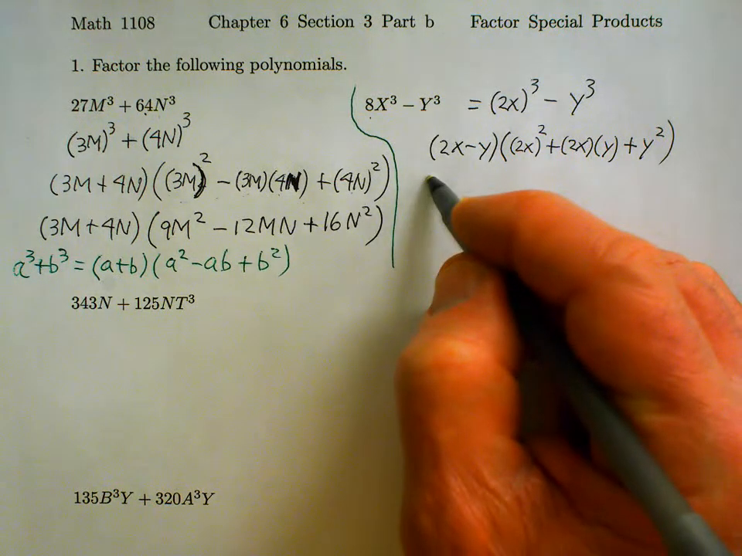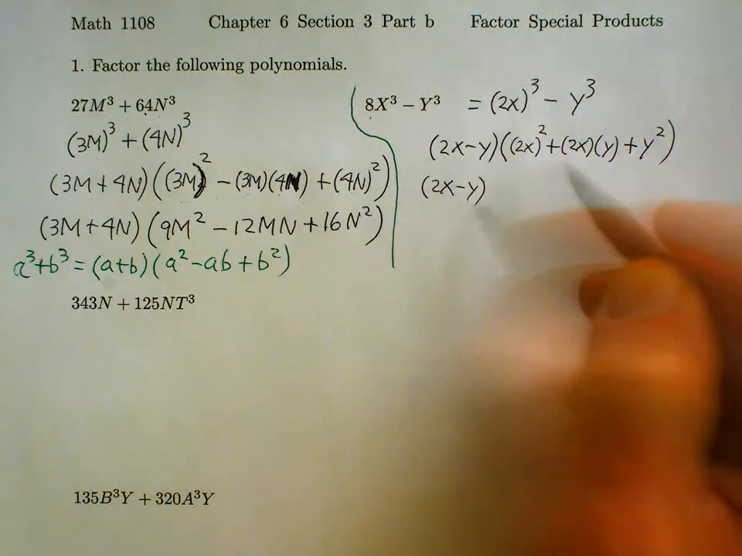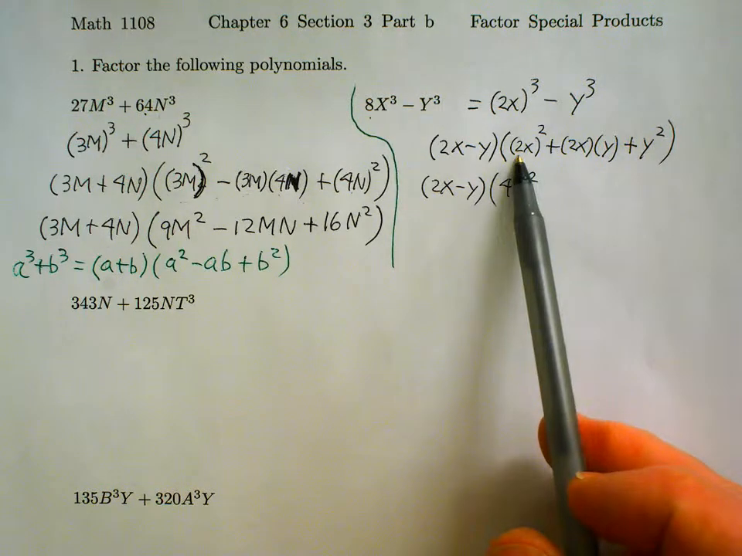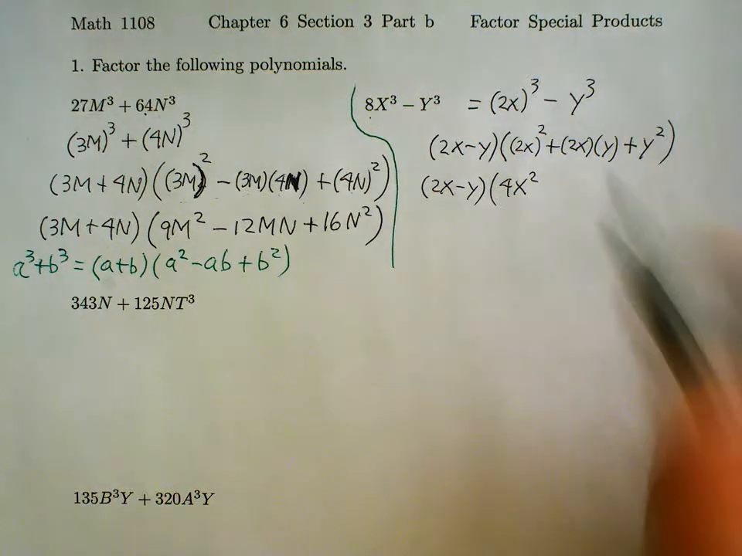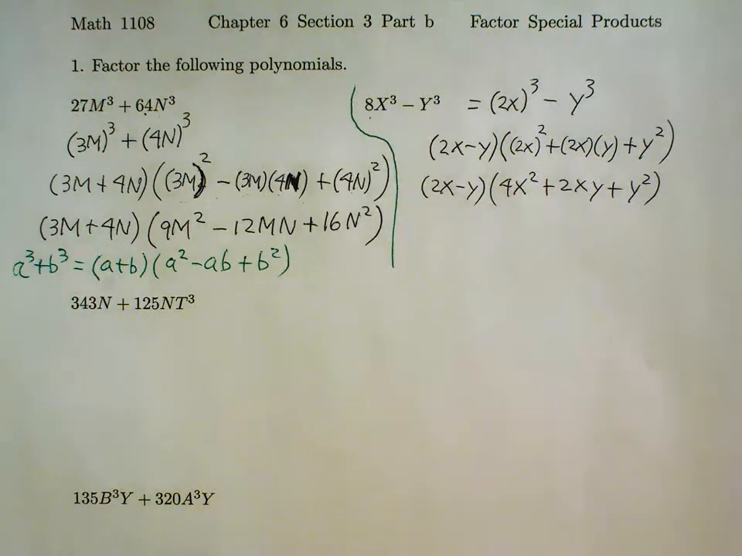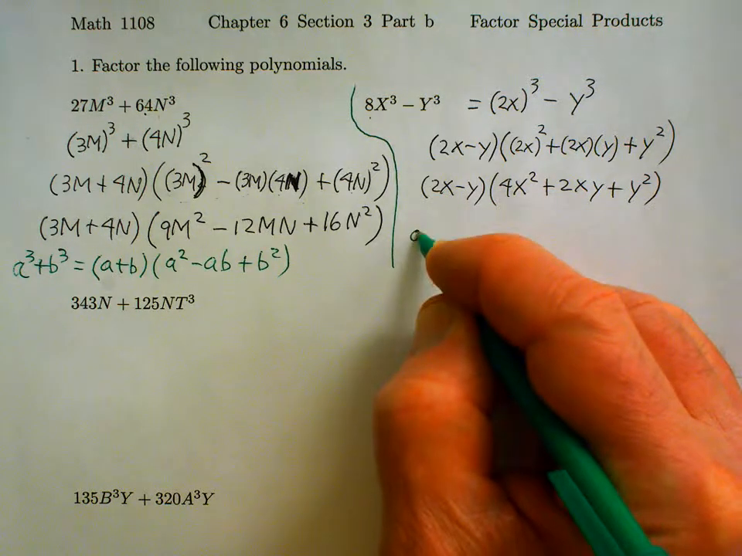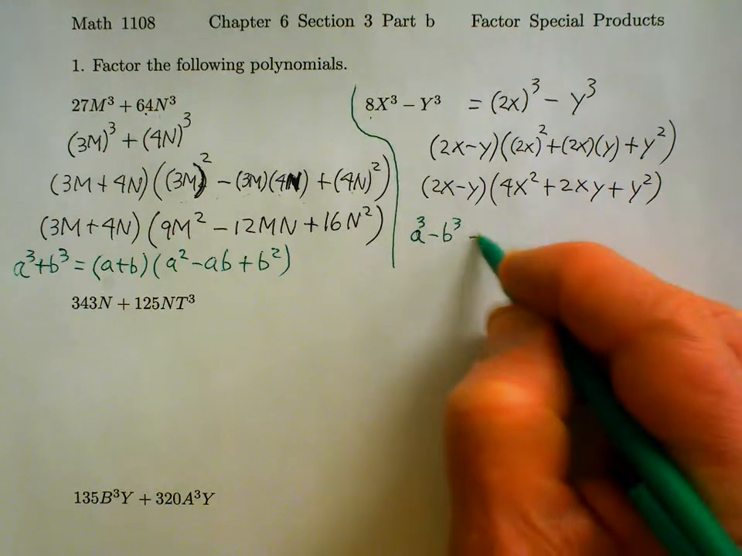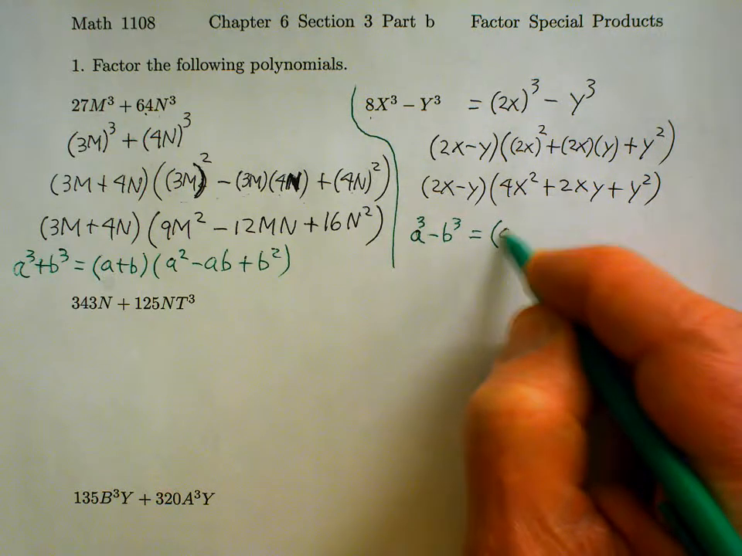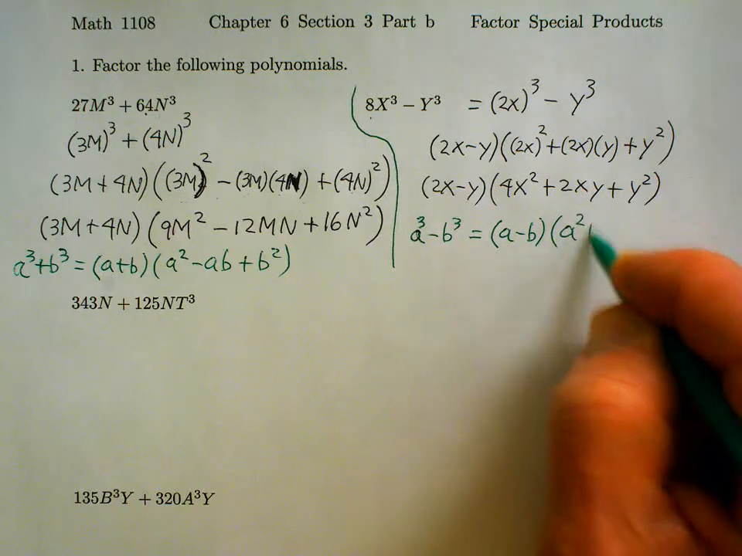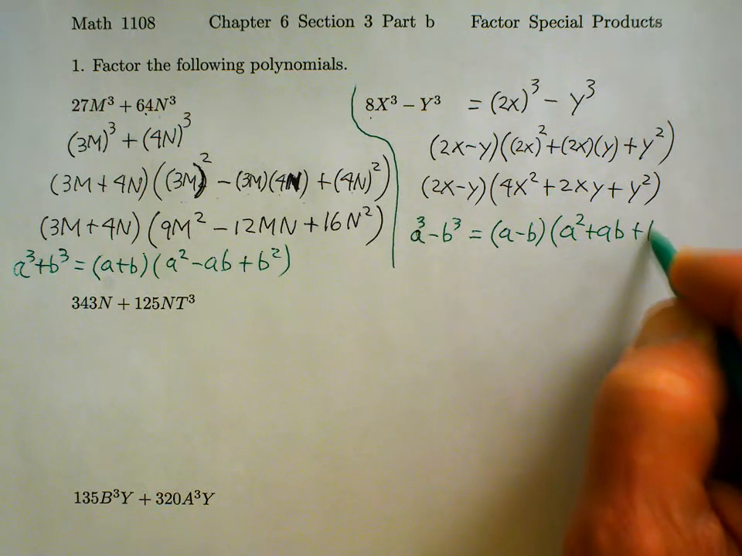And we'll simplify a little bit more in the trinomial. The first term is 4x to the second. That's what we get when we square the term 2x. And the middle term is plus 2xy. And then the third term is y to the second. Okay, so for this one, we had a difference of cubes, something of the form a to the third minus b to the third. The binomial has the form a minus b. And the trinomial has the form a to the second plus ab plus b to the second.